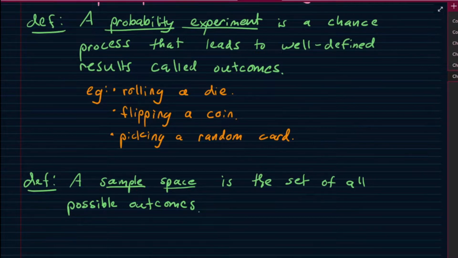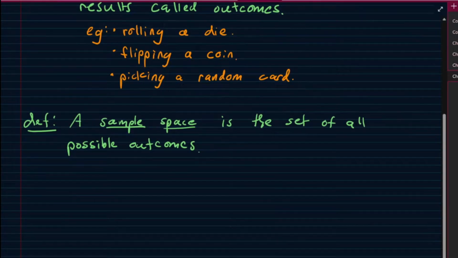Picking a random card, so say you have a random deck of cards which has 52 cards in it. We'll talk about that later. Not everybody's familiar with cards, of course, but since there's 52 cards in a deck, there would be 52 outcomes for that probability experiment if you were to just pick one randomly. So very important, sample space. For probability, sample space is extremely important.